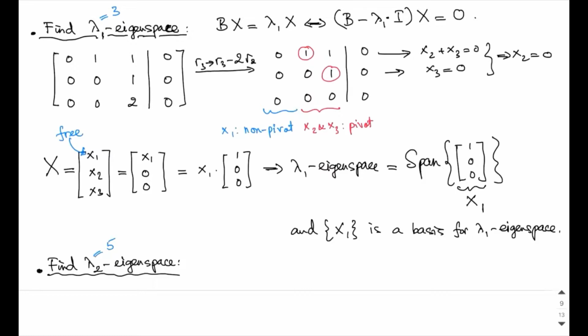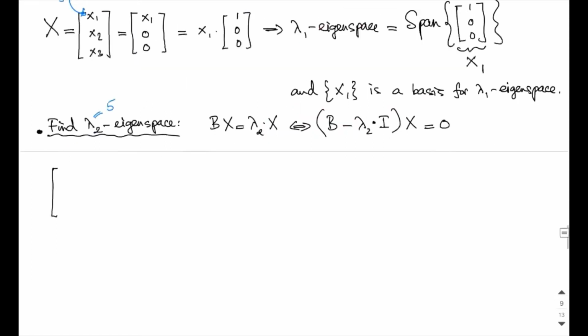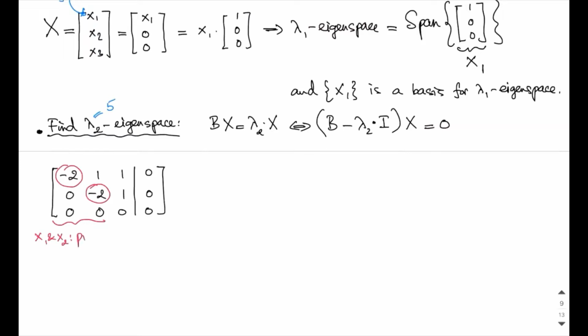So we need to solve the system of equations Bx equals lambda 2 times x. So you will have negative 2, 1, 1, 0, negative 2, 1, 0, 0, and 0. And on the right hand side, you get all 0. Now, you don't even have to do anything because this is in echelon form already. So this is pivot, right? And we know that x1 and x2 will be pivot variables.